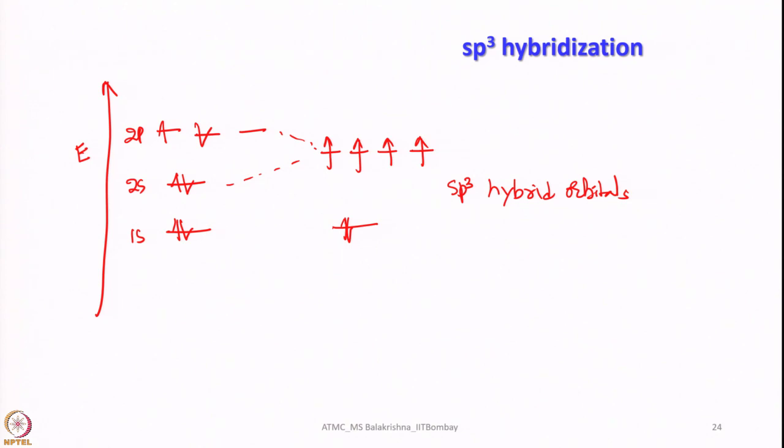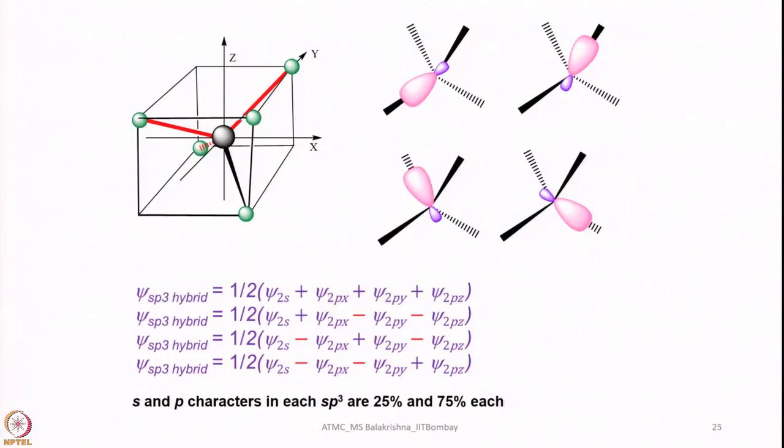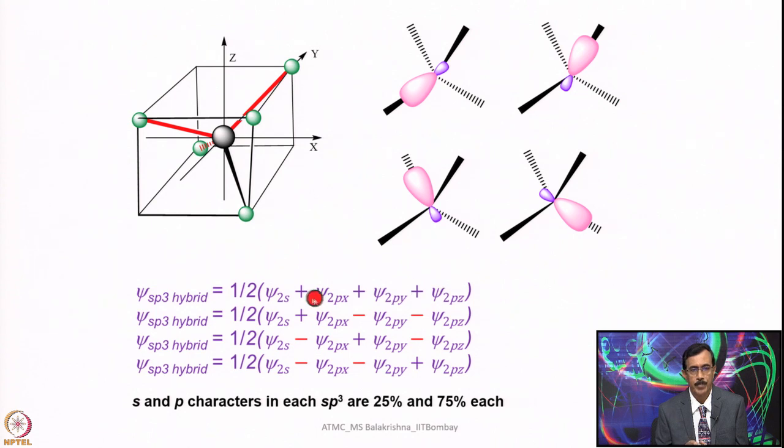This is not a real observation, it is just a formalism, and the valence state cannot be observed by spectroscopic techniques. That one should bear in mind. And then here the wave functions are written for 4 sp3 hybrid orbitals. Of course, when s is overlapping with px, py, pz, you know that it is symmetrical, so everything is positive, and then with px and py and in the pz direction. So that means now they are disposed at an angle of 107.8.